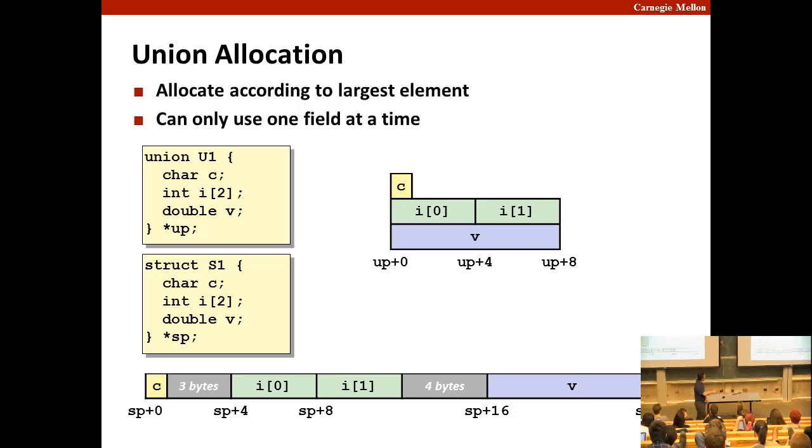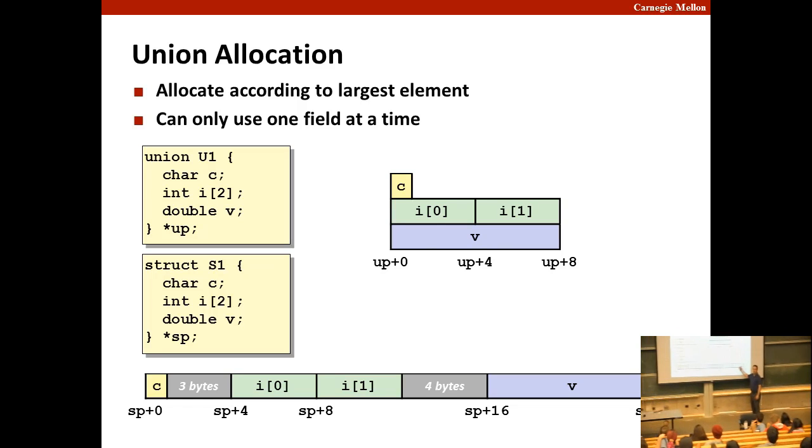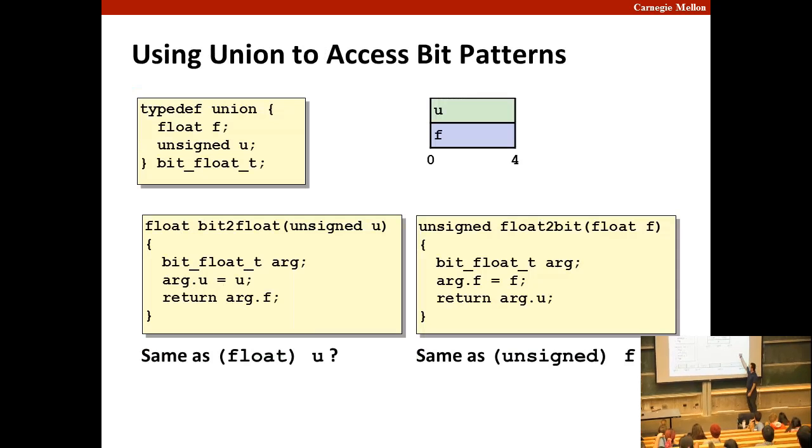So that's what we see here. That's what this picture is trying to show us. It needs to be big enough to hold any one of those three things: the character, the two integers, or the double. That's different than a struct, where a struct holds all of them simultaneously.